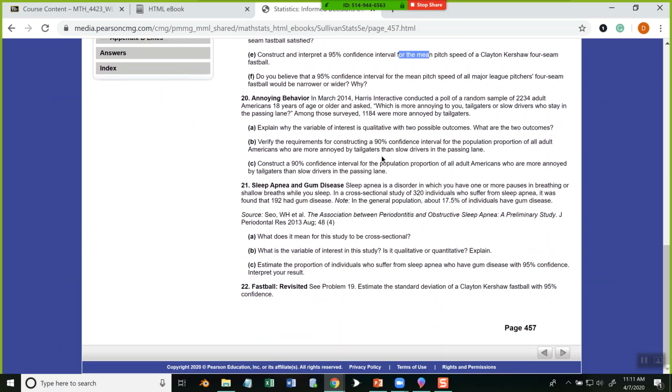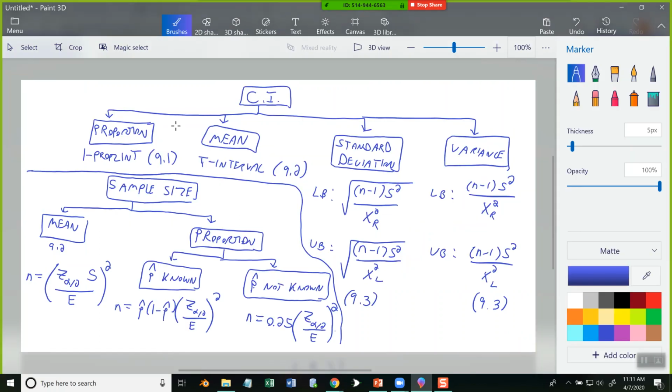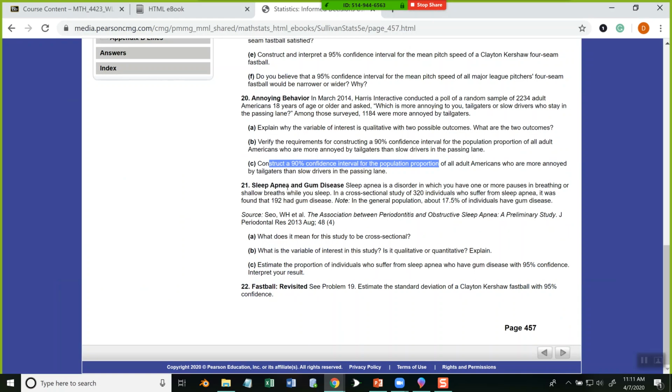Let's see, number 20. 20C, to be specific, construct a 90% confidence interval for the population proportion. Confidence interval proportion, 1 prop z at 9.1. 21.